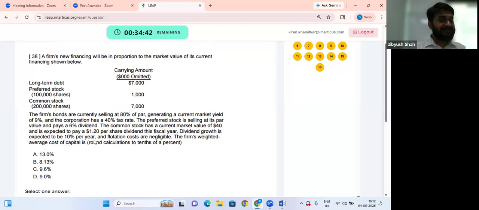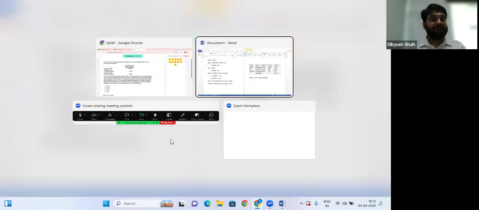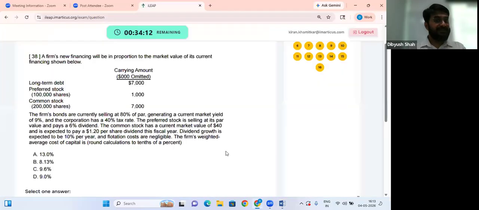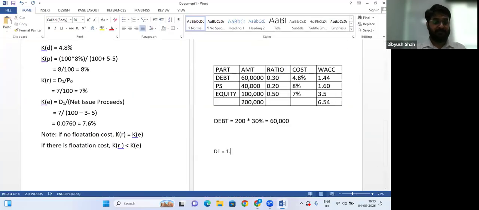And common stock has a market price of 40. And see, expected to pay a dividend of 1.20 per share this fiscal year. That means just past, not next, D0. Dividend growth is expected to be 10% per year and the firm's flotation costs are negligible. For this, only you will need to calculate common stock. And remember, it is D0, D1. So this year, how much? 1.2. Dividend is expected to grow at 10%. So next year it will be 1.32.